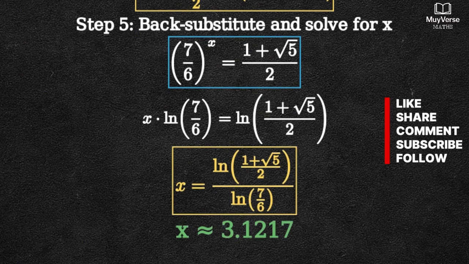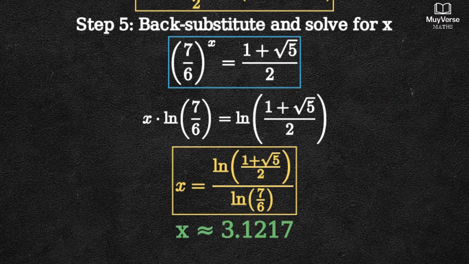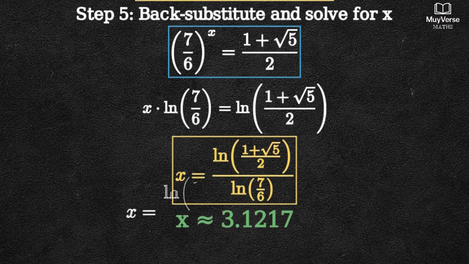Intuition check. The left side minus the right side is 0 at this x value, and our steps preserve the equality and positivity of the exponential terms. Final answer.